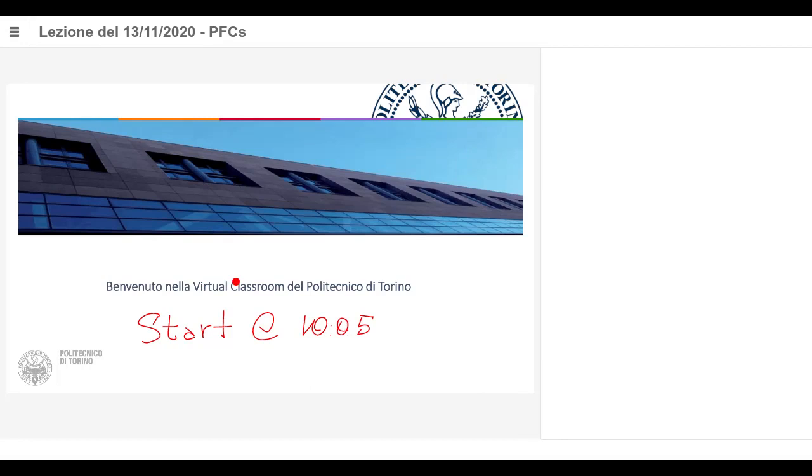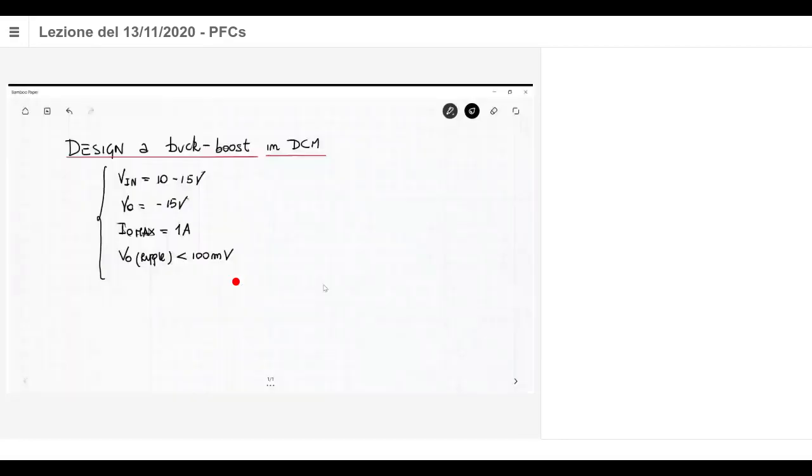Okay, in conclusion of our buck boost lecture, try to design a buck boost operating in discontinuous conduction mode with these specifications. The input voltage range is from 10 up to 15 volt. The output voltage V0 is negative 15 volt. The maximum output current I0 is 1 amp, and the maximum admissible ripple superimposed onto the output voltage is 100 millivolt. So design a buck boost DCM.